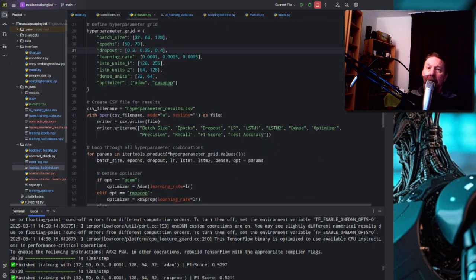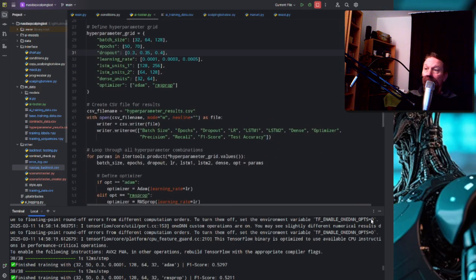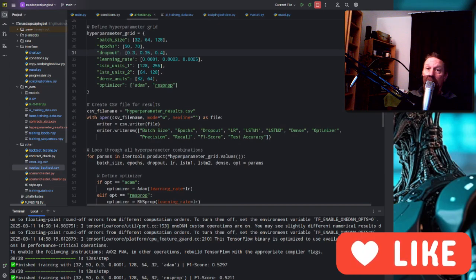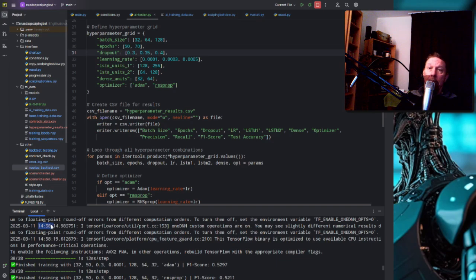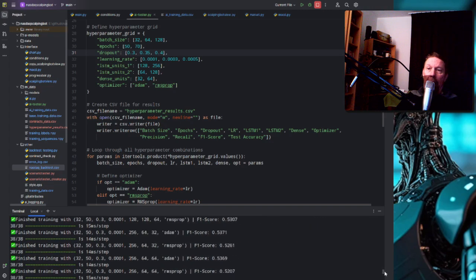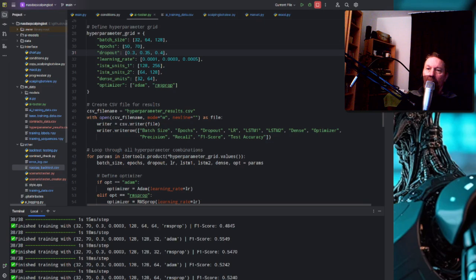It's been doing that since about 3 o'clock in the afternoon. It's now 22:38, so it's 10:38 in the evening, and it's still running all the combinations to find the best F1 score. That's the goal of this testing, to find the best setup for the AI.